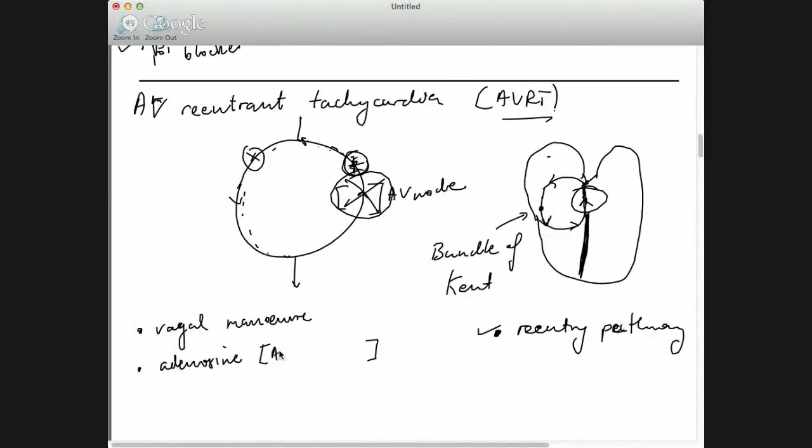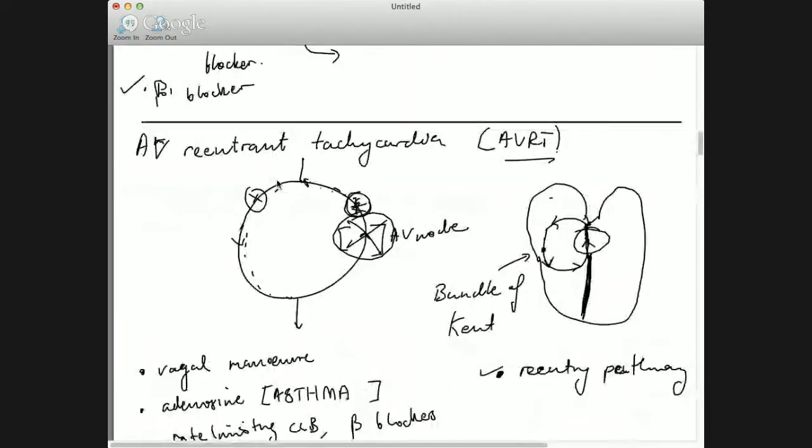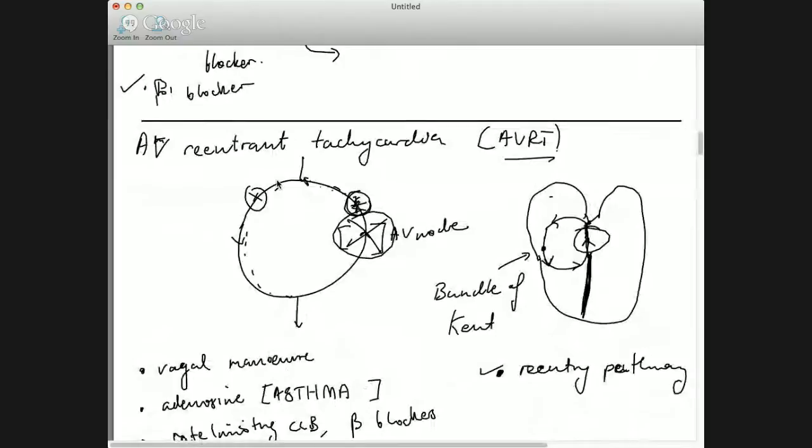Asthma. You do not give adenosine to any patients who have asthma because adenosine can cause bronchospasm. So it would be a very bad idea to give adenosine to patients with asthma. And as I discussed before, you can use rate-limiting calcium channel blockers, or you can use beta blockers. All of these drugs work on the AV node particularly well. So therefore, the treatment for AV-NRT and the treatment for AV-RT are practically the same.